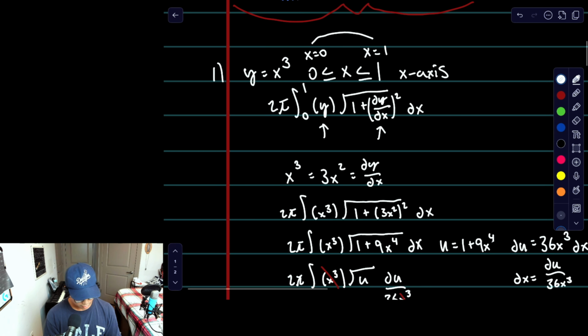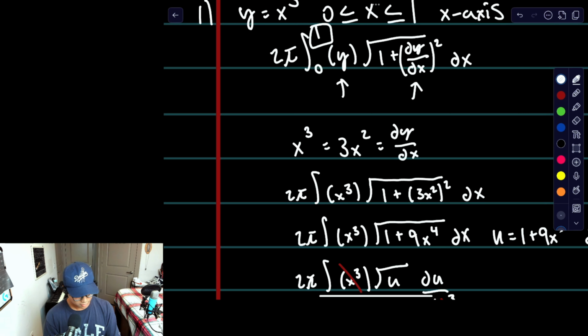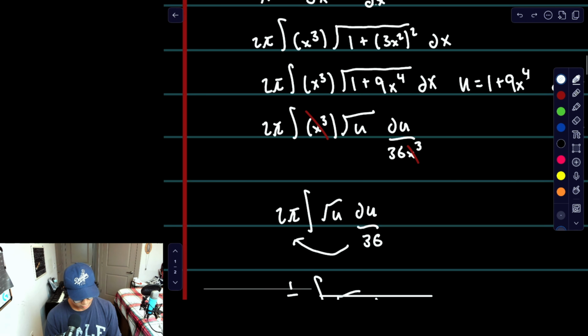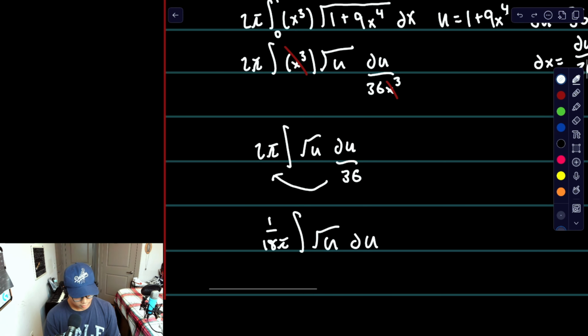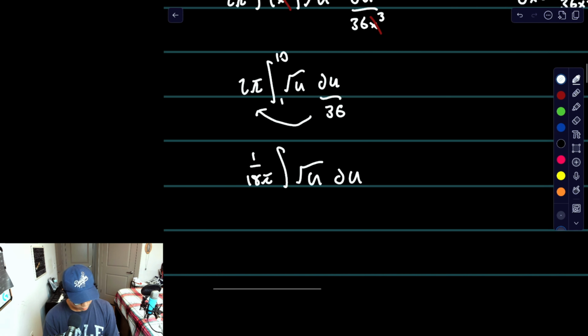Now I apologize, I did save the bounds for last, which I should not have done. Let me backtrack a little bit. We are bounded from 0 to 1. And remember, when a u substitution occurs, we just plug in our bounds into the equation inside the u substitution, which will simply get us 1 to 10. So our bounds are from 1 to 10.